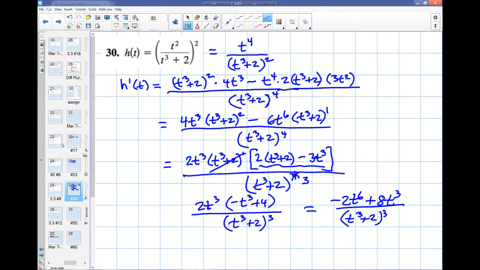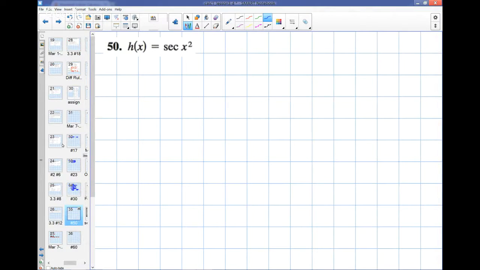I thought next, let's take number 50, where we get into trig functions. Now, half the problem with trig functions is the notation. What does it mean when it says h of x equals secant x squared? That doesn't mean the same as secant squared x. Maybe to make it clearer, doesn't it mean this? The outer function here really is the secant, and then the inner function is the x squared.